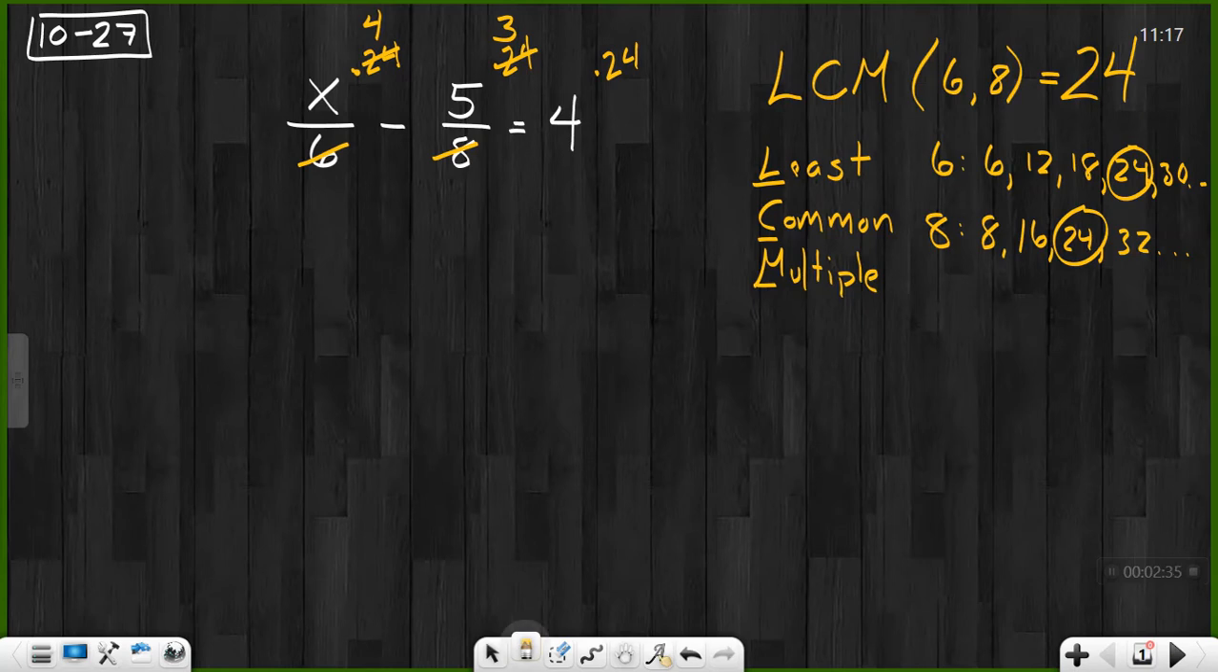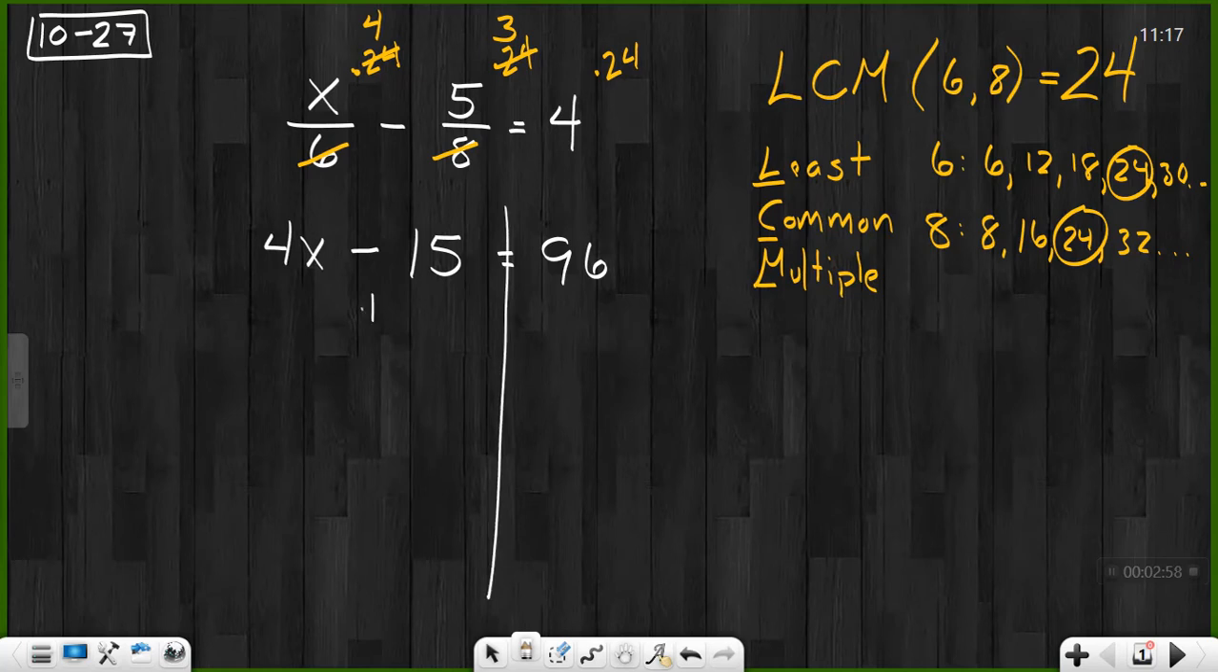But this allows me now to simplify my equation down, giving me 4x minus 3 times 5, which would be 15, equals, and on this side we've got 4 times 24, and 4 times 24 is 96. Now we've got one equation with no fractions, making it much easier for us to go ahead and solve this by adding 15 to both sides, and then dividing by 4.